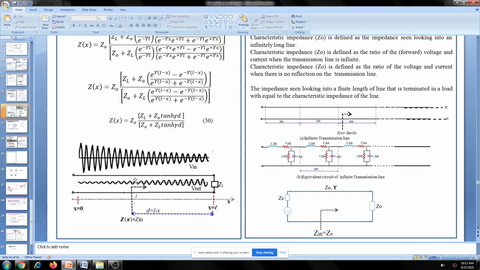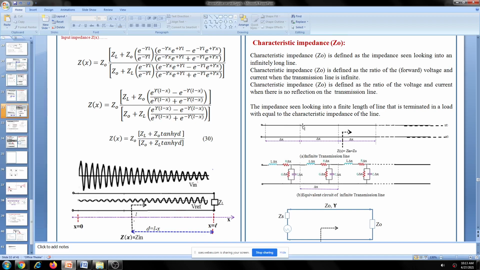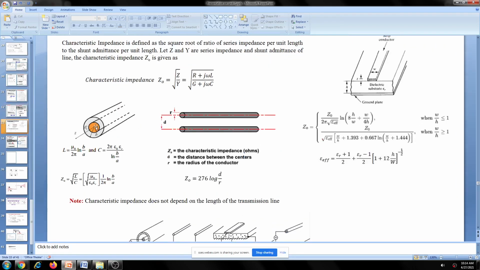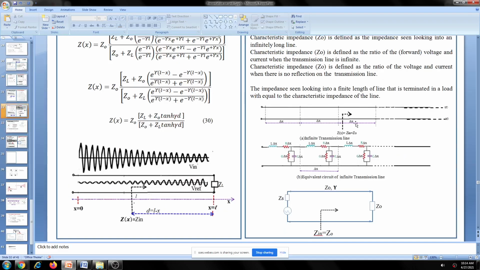Okay, that transmission line is represented by two wires like this, two-wire conductor. It may be of any shape. It consists of two wires. See, like this coaxial cable. It consists of two conductors, outer conductor and the inner conductor. It is represented like this, two-wire conductor.